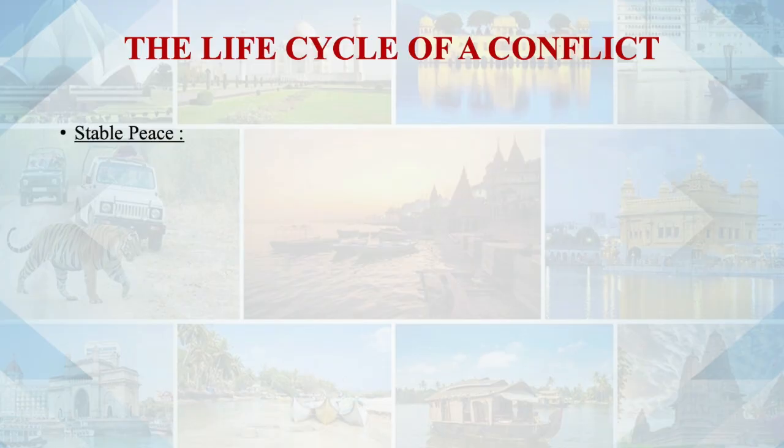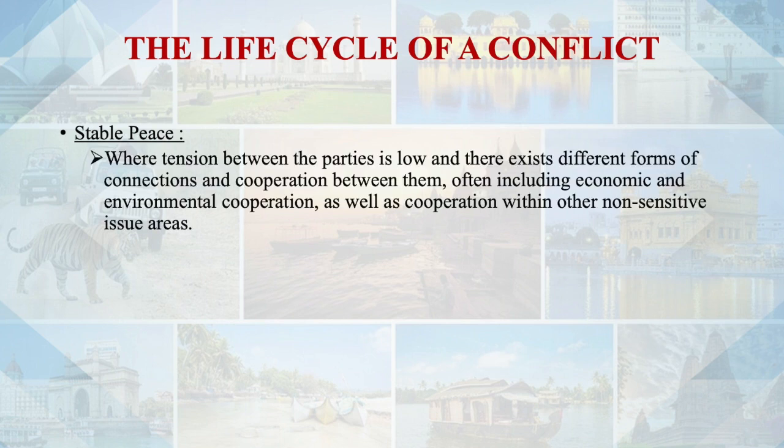Next, we have understood the life cycle of conflict, the different phases of conflict, and the 5 levels of conflict intensity. Now let us understand all these things in detail. So what is stable peace? Stable peace is when the tension between the parties is low and there exist different forms of connection and cooperation.